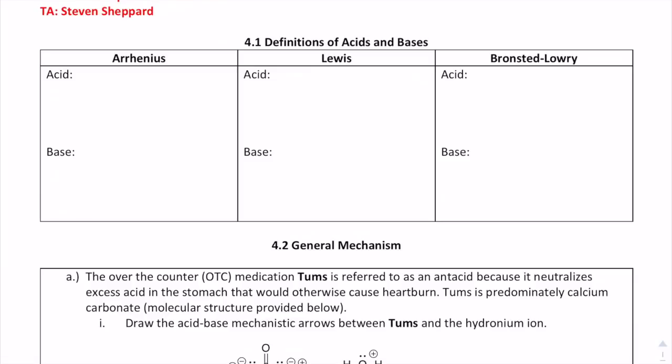So the first thing we have to do is talk about the definitions of acids and bases, and there are three main types of definitions, but just keep in mind that all acids and bases are going to react the same way. There are just different ways that we can use chemical logic to explain the reactivity, and that's why there are three different definitions.